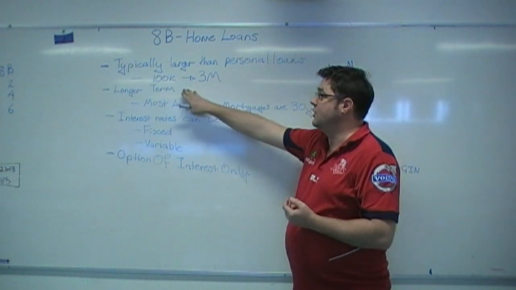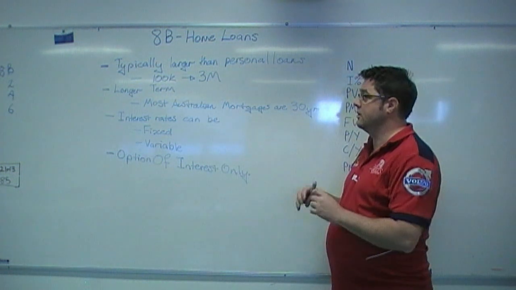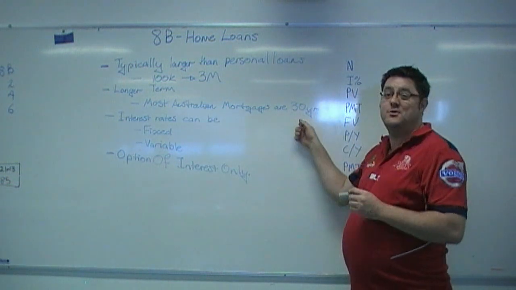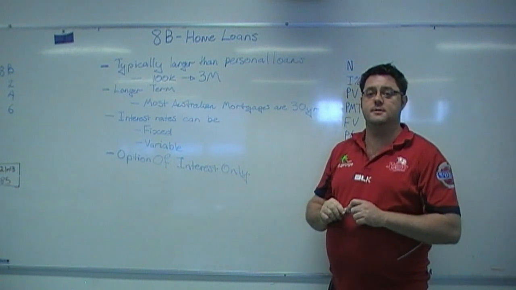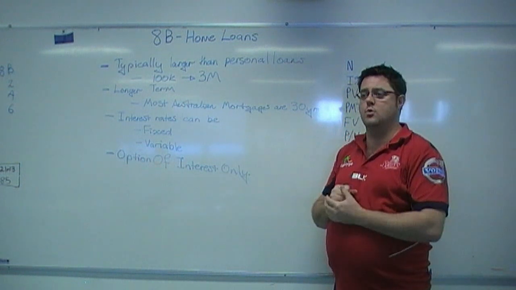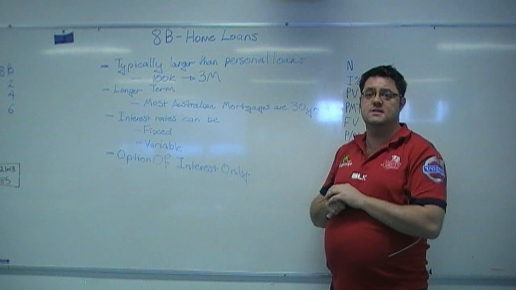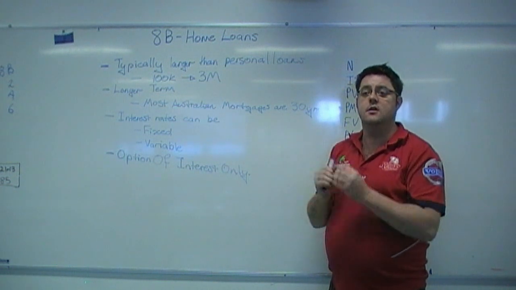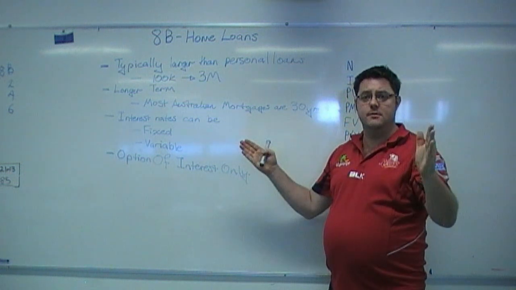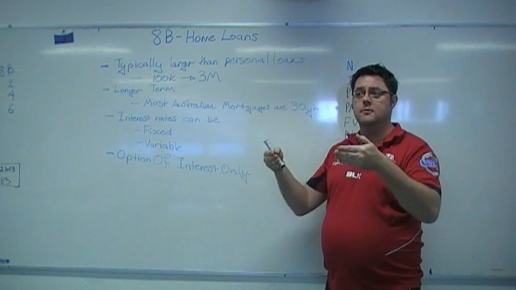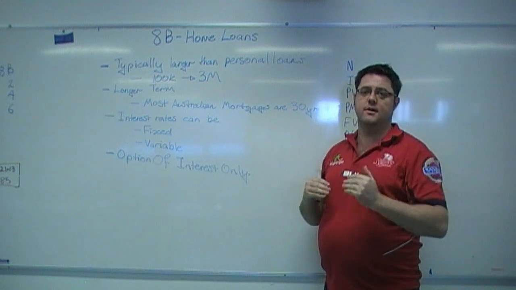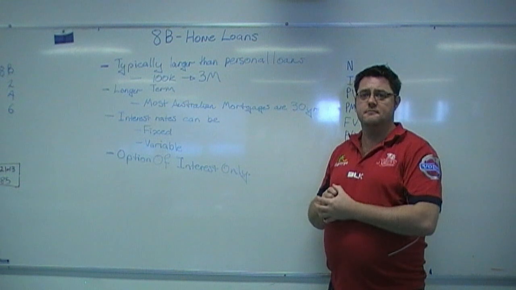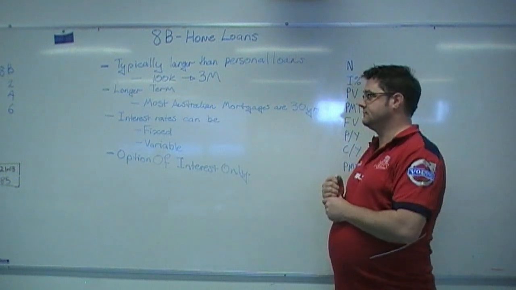Also, we find that the terms of the loan are much longer. We note here that most Australian mortgages are in the order of 30 years. Typically about 10 years ago, typical mortgages were about 25 years. But as we saw in one of the examples I did in question 8a, if we extend the period of the loan, or the term of the loan, the repayments decrease and therefore become more affordable on a weekly basis for the average Joe citizen.